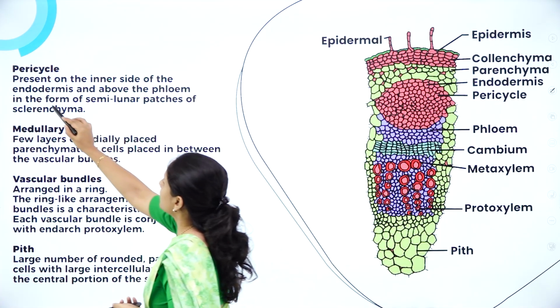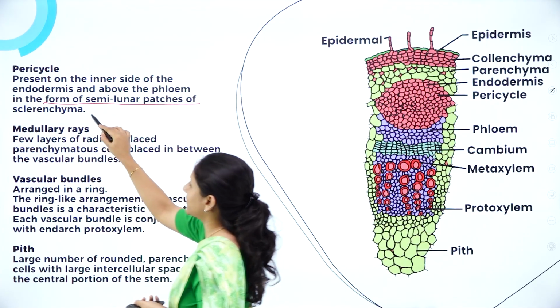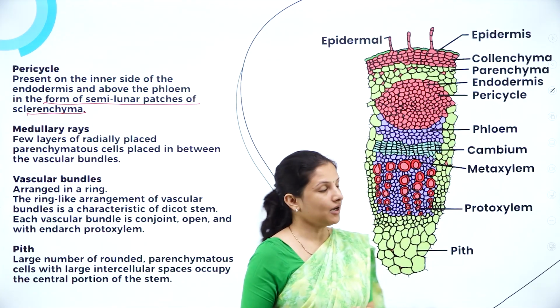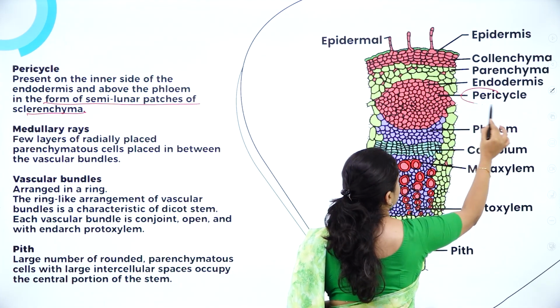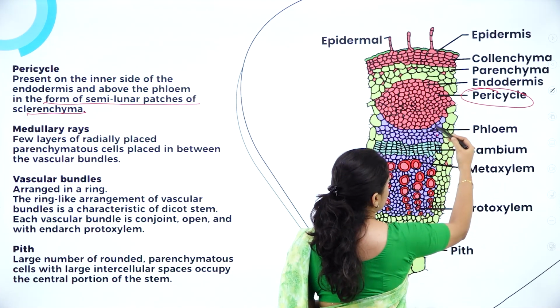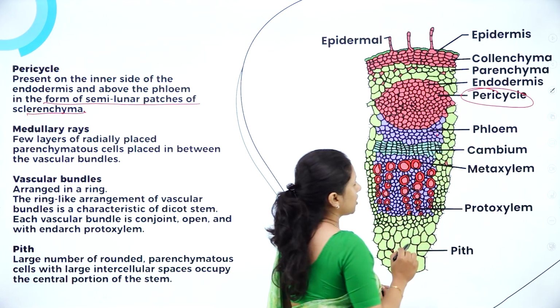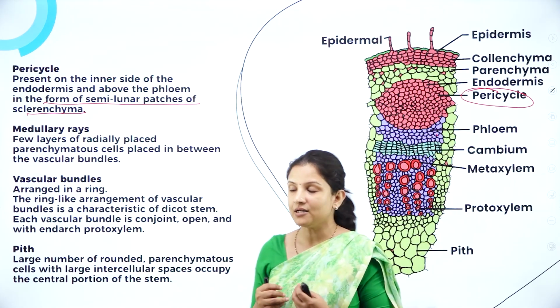And it is usually found in the form of semilunar patches of sclerenchyma. So, what is it made up of? It is made up of sclerenchyma cells. If you can see here, this is the layer of pericycle that is present right above the phloem and below the endodermis. And what type of cell is it made up of? It is made up of sclerenchyma cells.